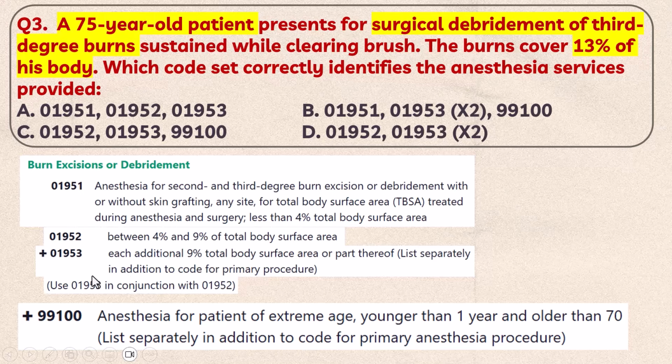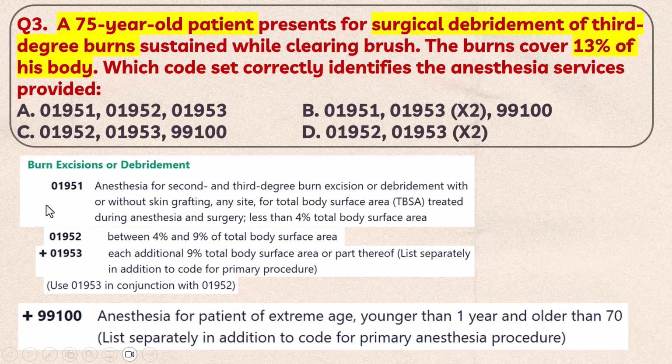So here you have to be careful. The add-on code should be used with 01952, not with 01951. Here within brackets it says use 01953 in conjunction with 01952, not with 01951. So 01952 is for up to 9%. So another 4% is remaining, and for that you have to use the add-on code. So first code will be 01952 and add-on code will be 01953.